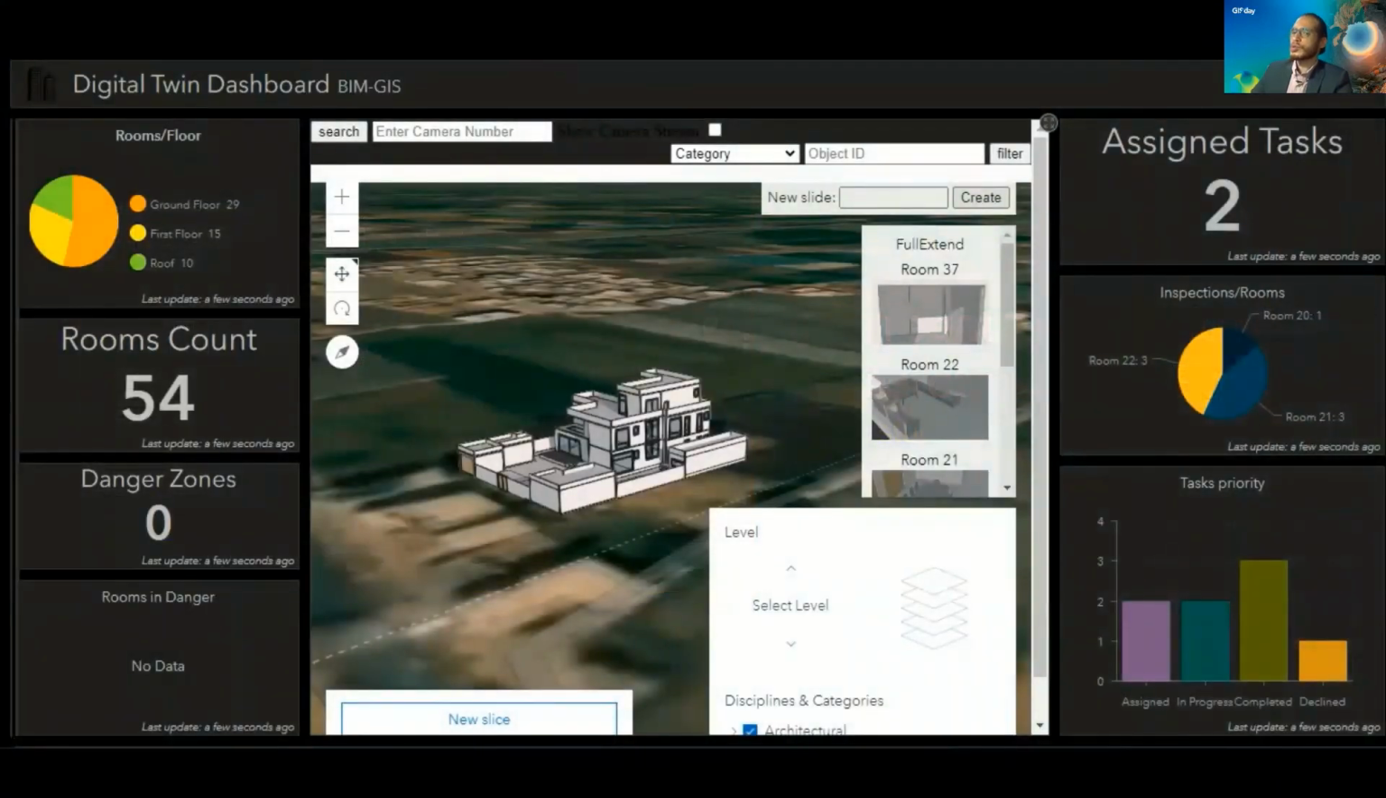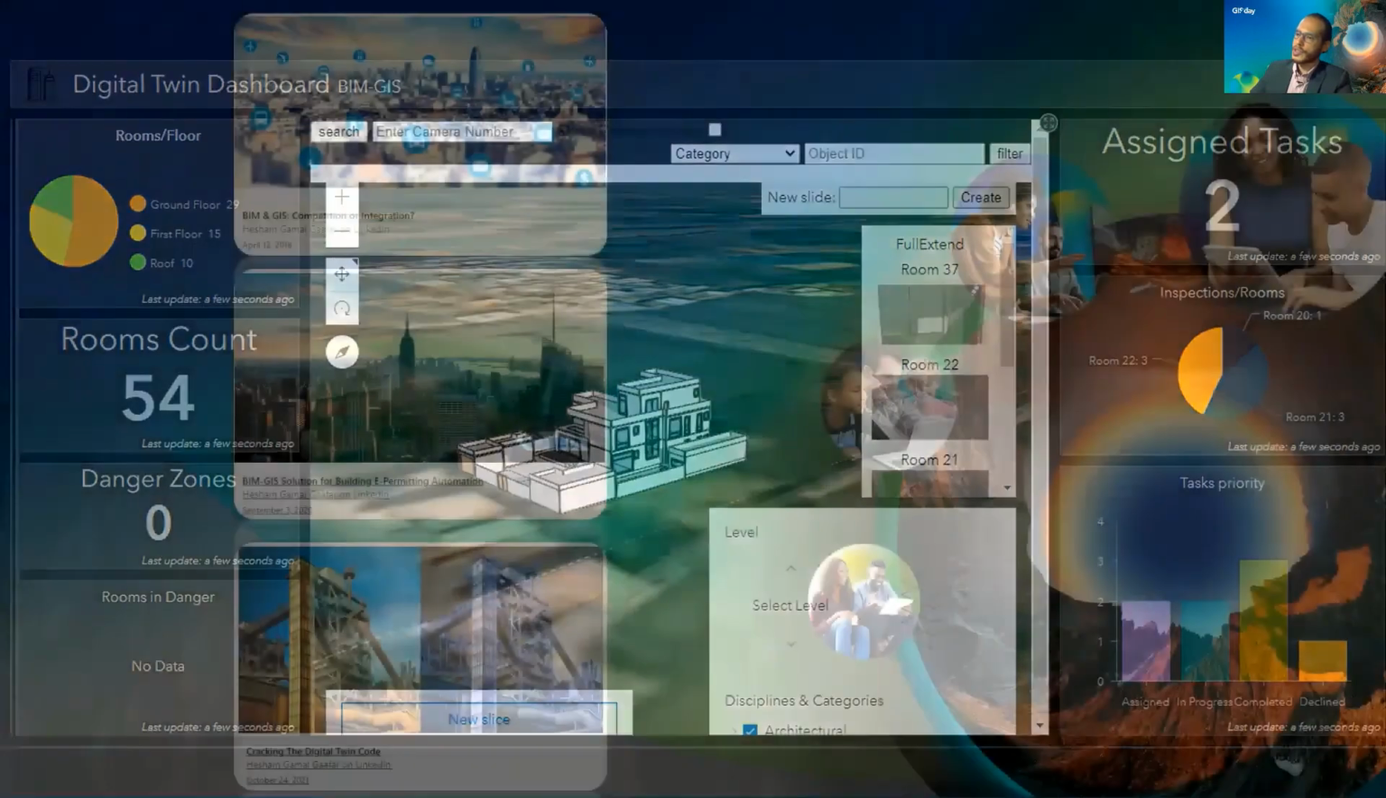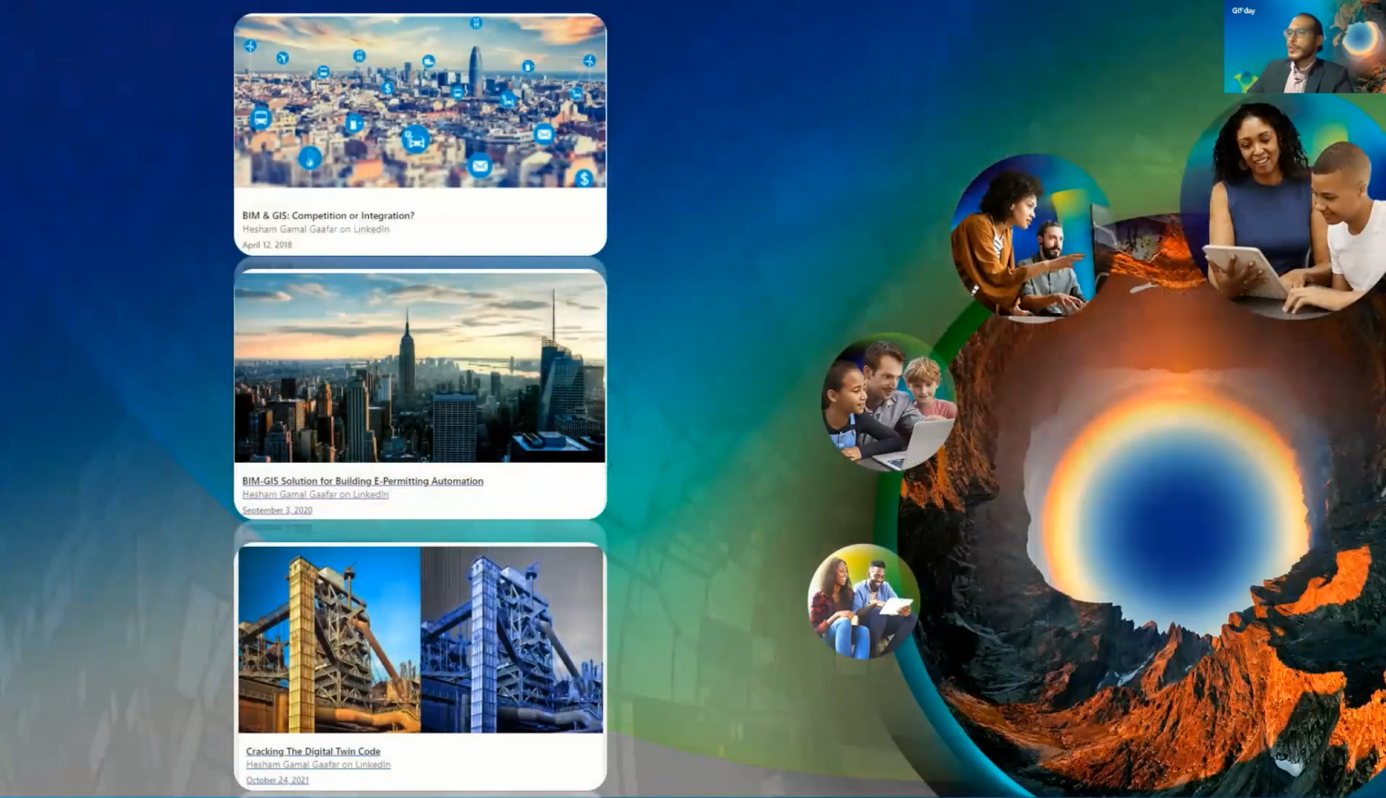Also, we can use the dashboards to have insights from different data, whether it's BIM or GIS, to have full control or a common operating picture for the project. And of course, if you are interested in these types of solutions, you can visit my LinkedIn profile, Hisham Gamal Gafar. As you can see here, I have multiple articles about the BIM-GIS integration and how we can utilize it in the AEC project.